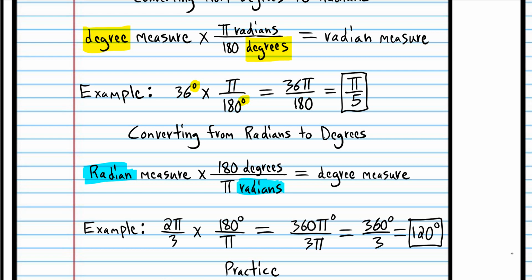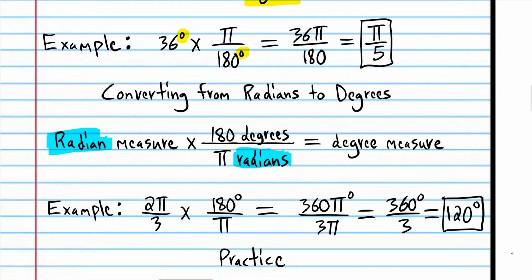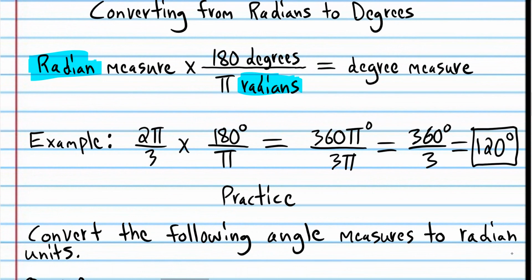So now let's try converting in the opposite direction. When we were converting from degrees to radian measure, we multiplied by pi over 180. And now when we convert from radians to degrees, we're going to multiply by 180 over pi. We're just flipping the conversion factor. So let's do a practice problem. Now we have 2 pi over 3 radians.